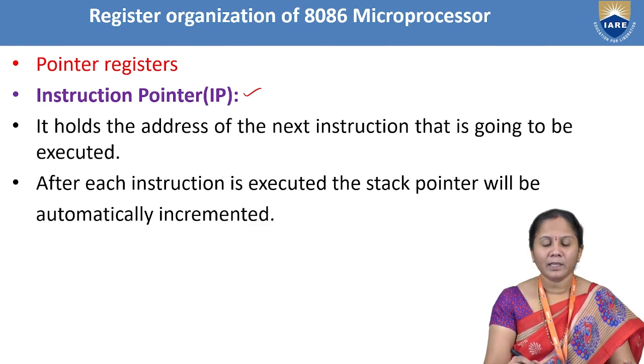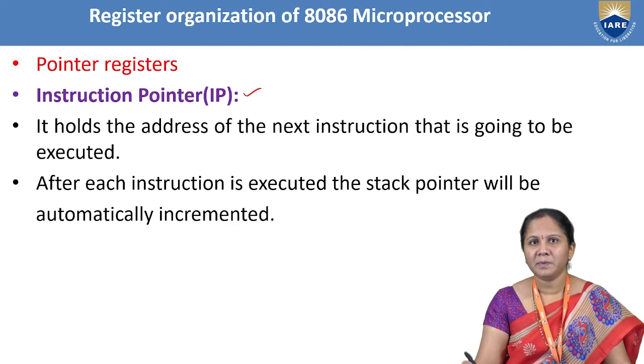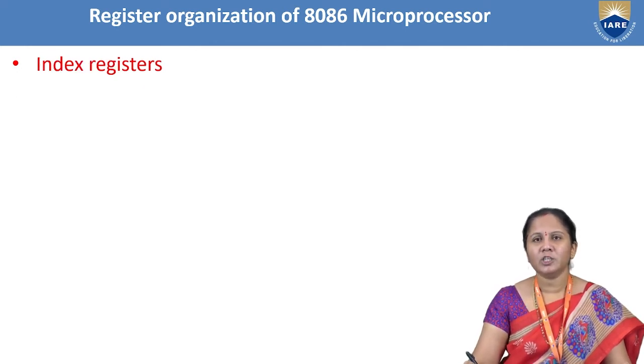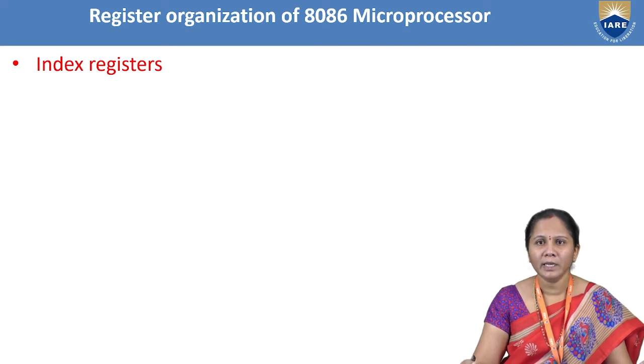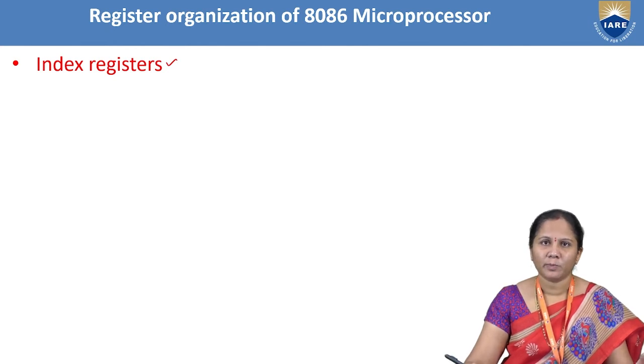Another pointer register is IP, which represents the instruction pointer. As we know, the instruction pointer holds the address of the next instruction that is going to be executed. After each instruction is executed, the instruction pointer is automatically incremented. So this is the information related to the pointer registers available in the 8086 microprocessor.